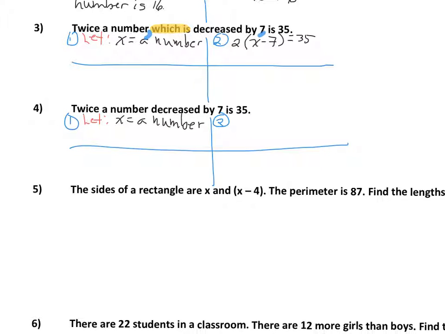And then this time, twice a number decreased by 7, it's the twice the number that's being decreased by 7. So twice a number would look like 2x, and it's being decreased by 7, and the value is 35. You're going to get 2 very different answers for both of these. So they don't give you the same answer.